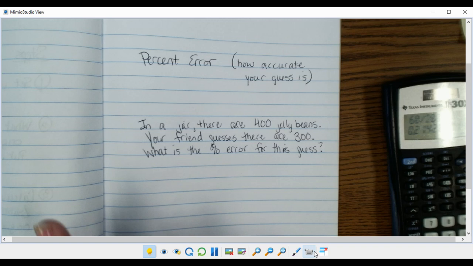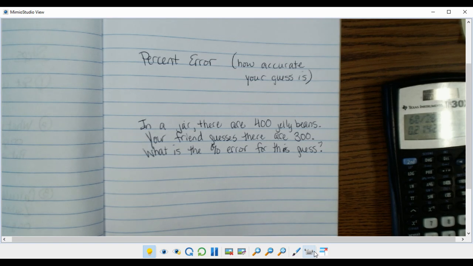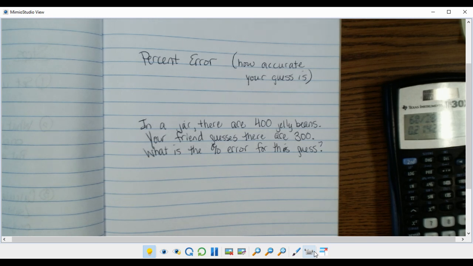All right, let's do this with food because everybody likes candy. In a jar, there are 400 jelly beans. I guess it was in a package or somebody counted, I don't know. Your friend guesses that there are 300. What is the percent error for this guess? How accurate or inaccurate was this guess?